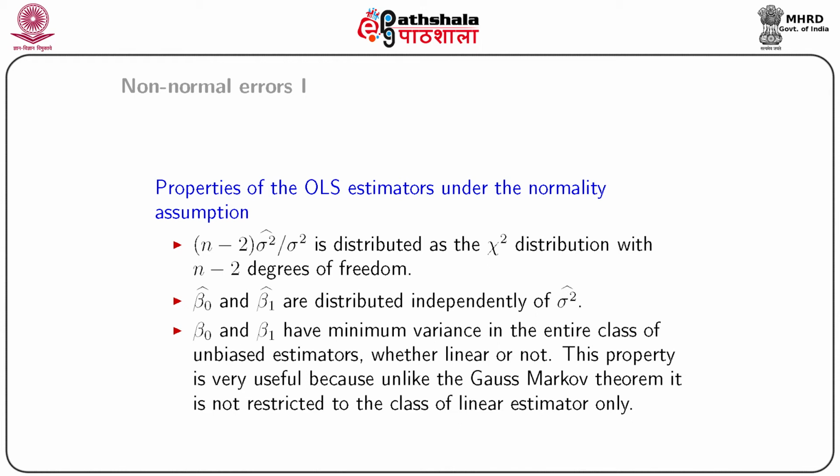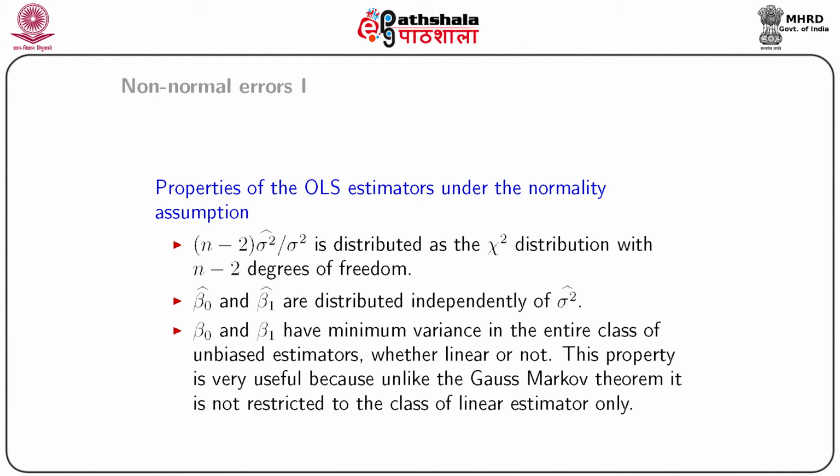Beta naught hat and beta 1 hat have minimum variance in the entire class of unbiased estimators, and that is why they are called the minimum variance unbiased estimators, or the most efficient estimators of beta naught and beta 1, because we know that they follow a normal distribution, and when the normality assumption is satisfied, then we have most efficient estimates for the unknown parameters.